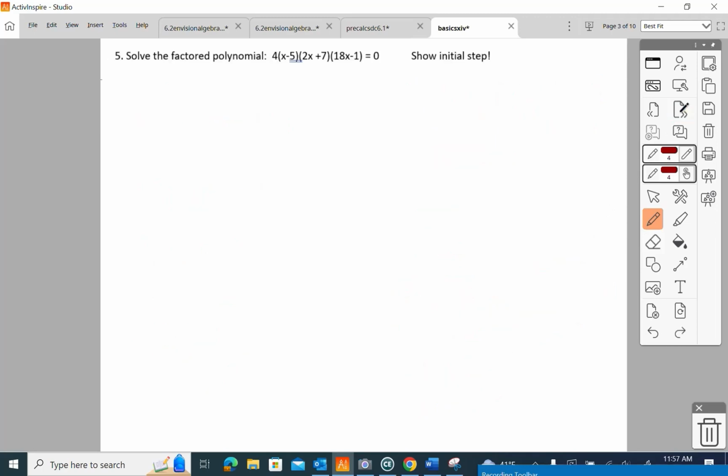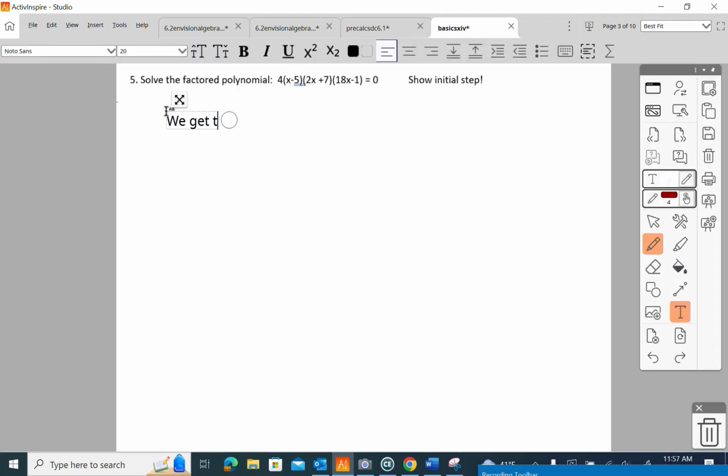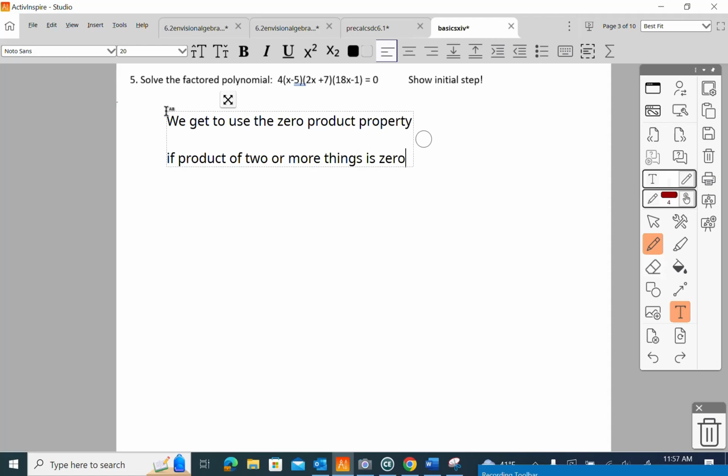All right, solve this one, show the initial setup, and I'll type this one out because I can. We get to use the zero product property. The zero product property is pretty simple. It says if the product of two or more things is zero, then each individual factor might be zero. That's all it says. Might be zero. This one has three factors.